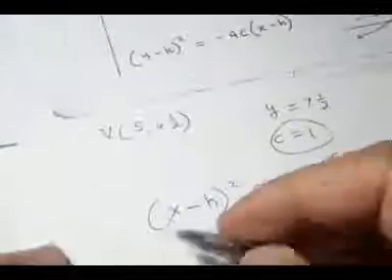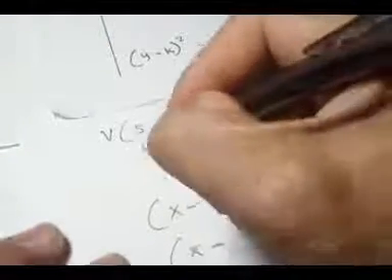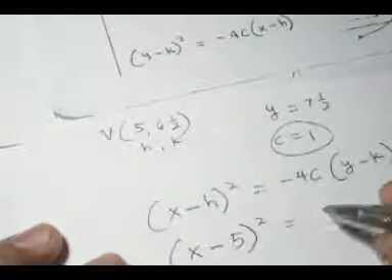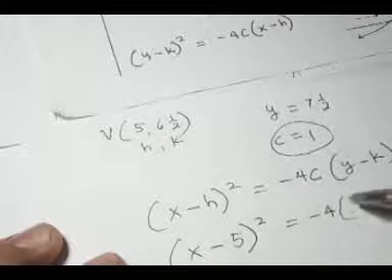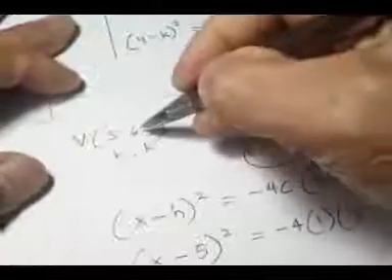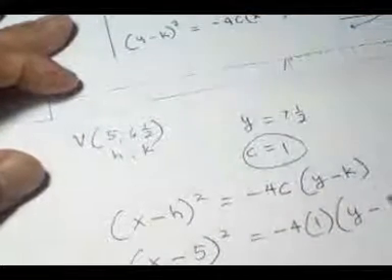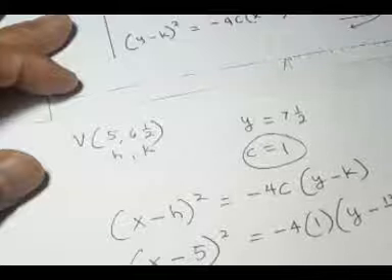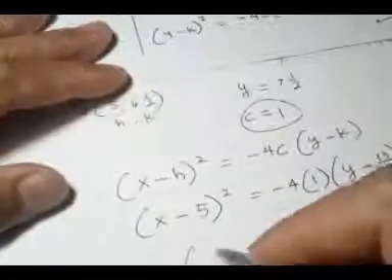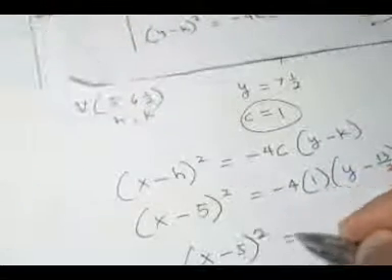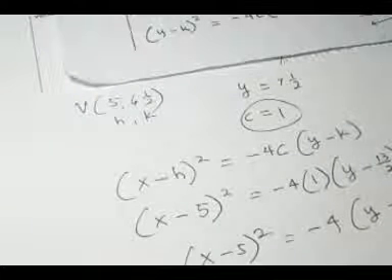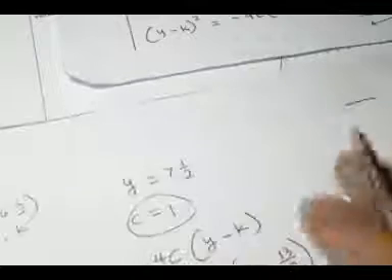Okay, substitute. This is h, k. h is 5, squared, equals negative 4. C is 1, times y minus k, which is 6 1/2 or 13 over 2. Simplify. (x minus 5) squared equals negative 4 times (y minus 13 over 2). So this is our standard equation.